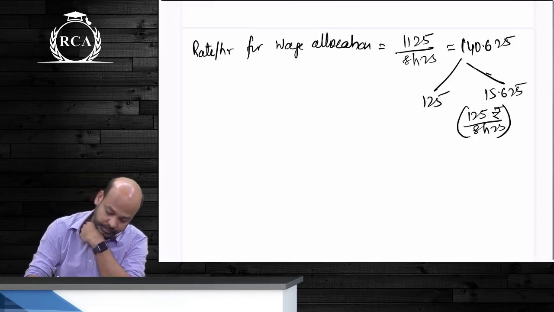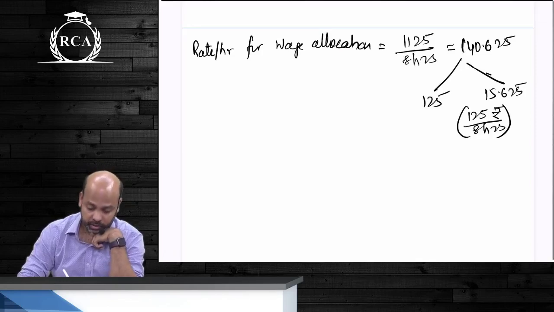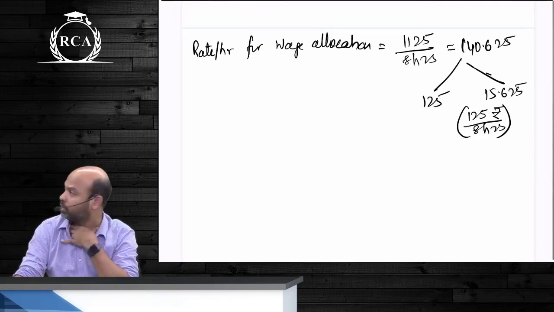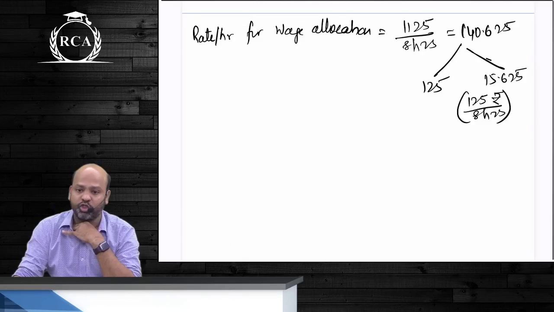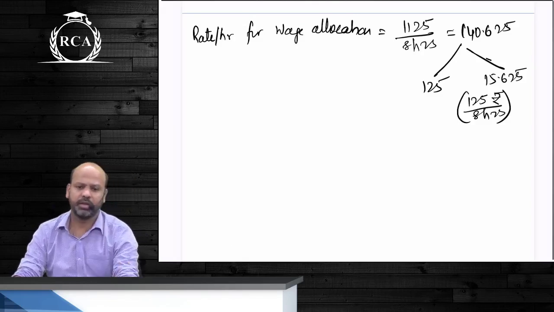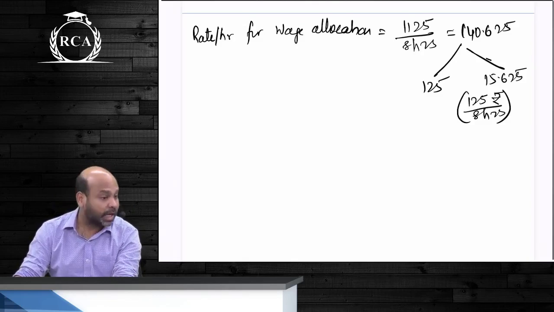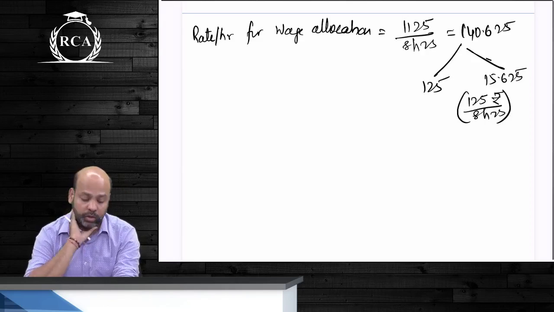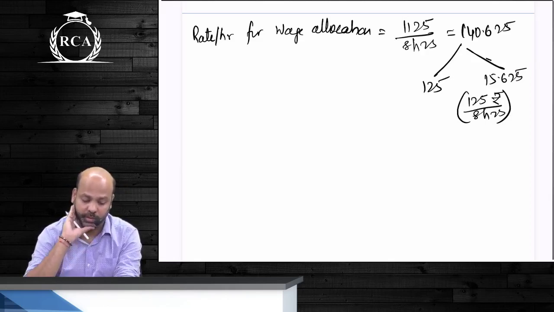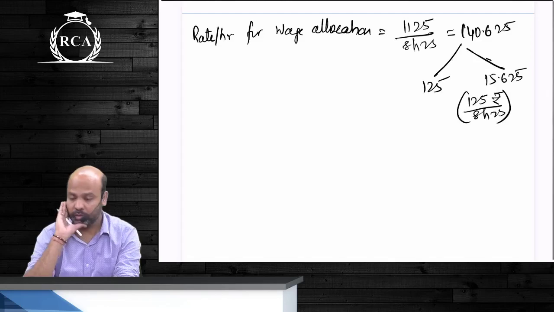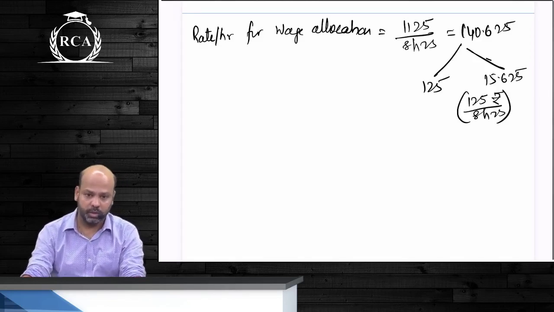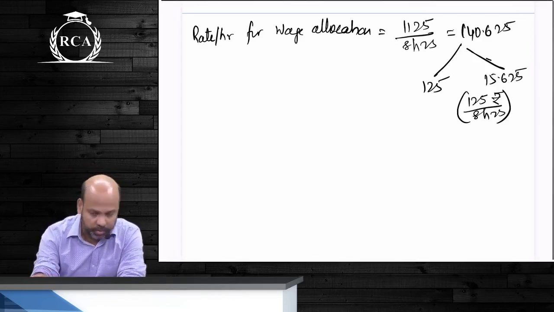Next line. If the actual working hours are only 6, the additional 2 hours lost will be considered as abnormal.